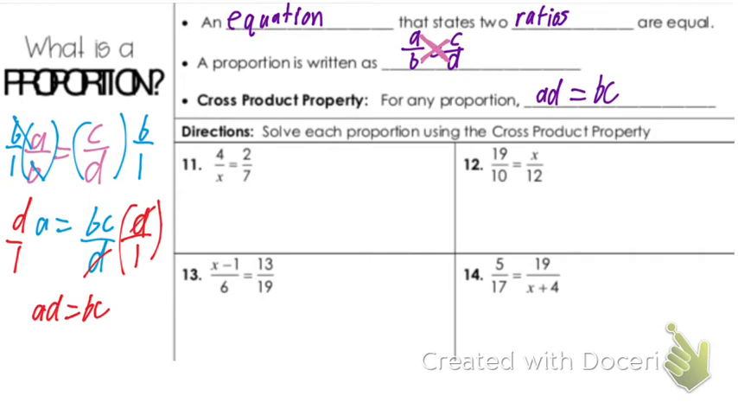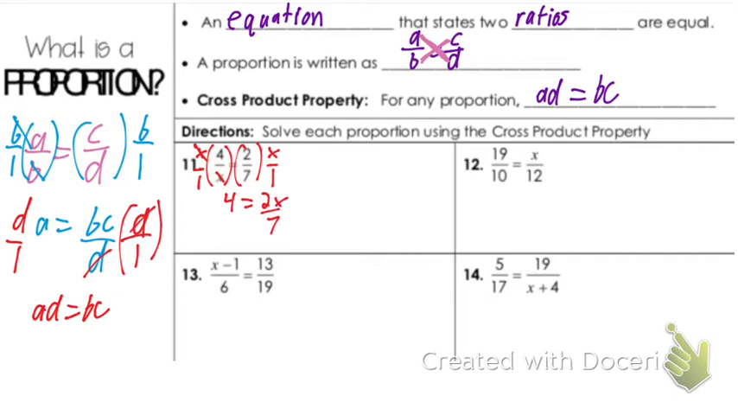Like on 11, we'd be multiplying by 7 instead of dividing it by 2? Okay, great question. On a problem like number 11, since we're trying to find this x, we're going to have to multiply both sides by x. Don't write this in. You're going to multiply both sides by x. Those reduce. So right now we have 4 is equal to 2x over 7.